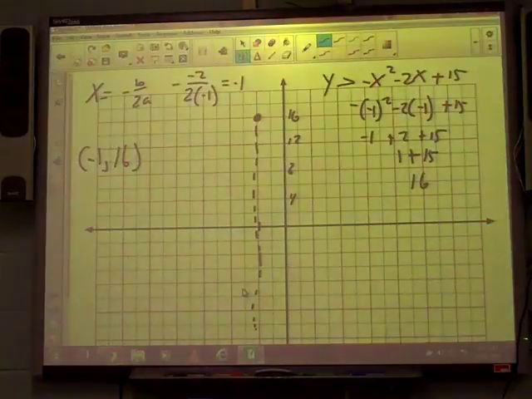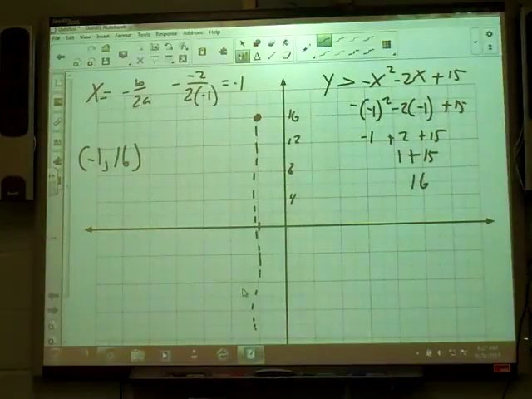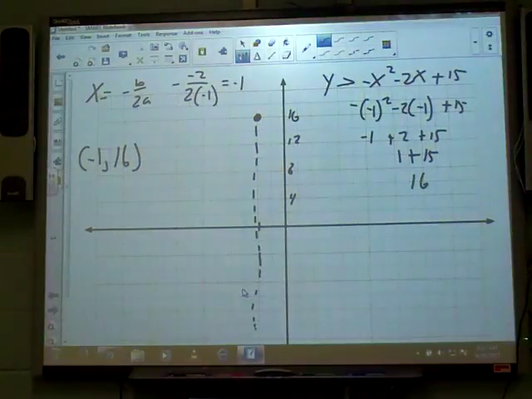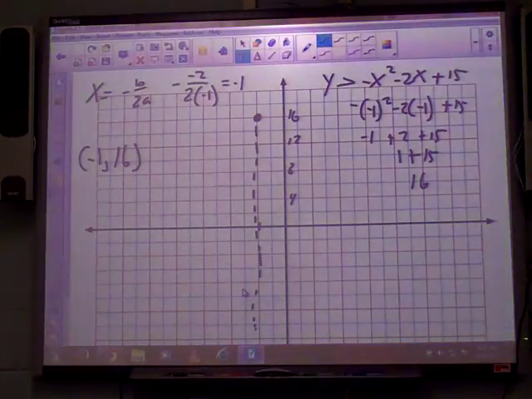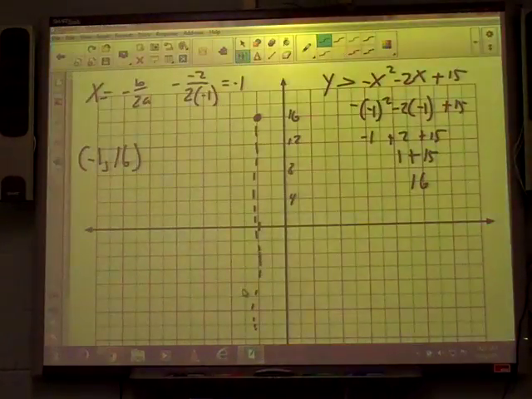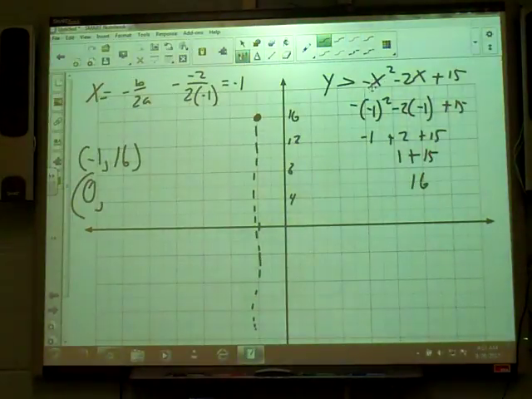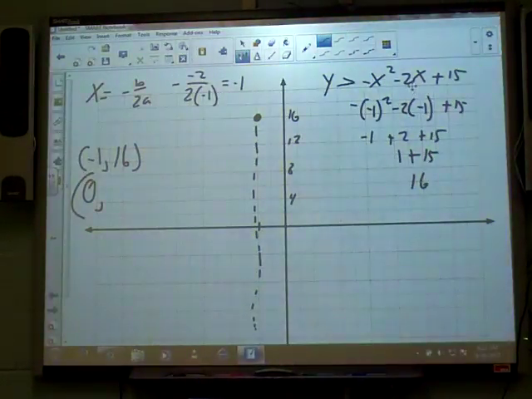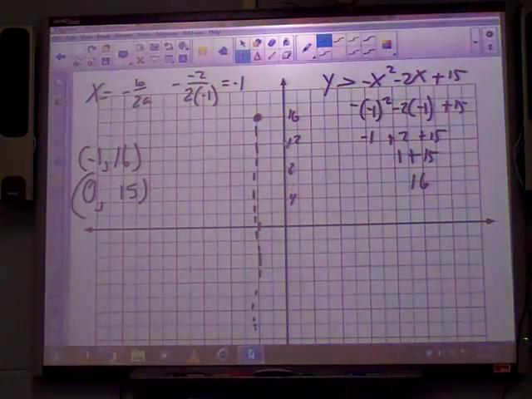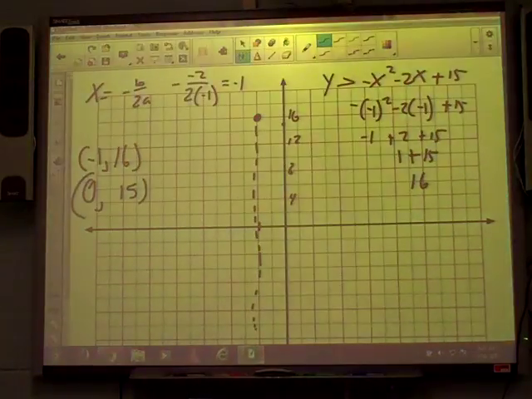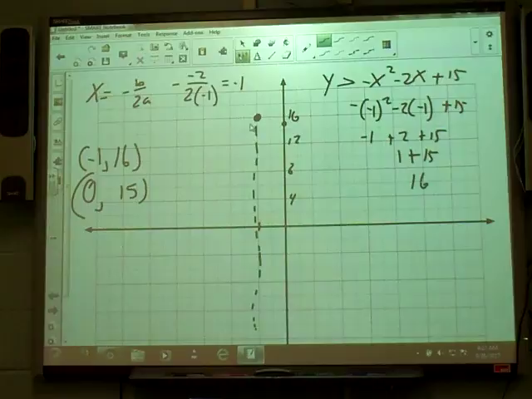Now how do we find another point? Don't plug 16 back in. Just pick some different number to plug in. 0. Okay, zeros are easy. If I plug a 0 in for the x, that just takes that out. All that's left is 15. So over 0 and up 15. And it's got to go on the same spot on the other side.